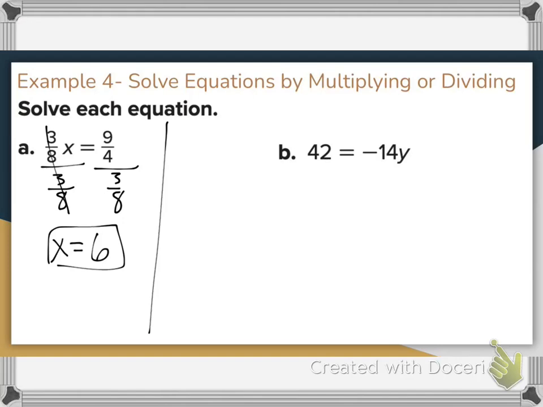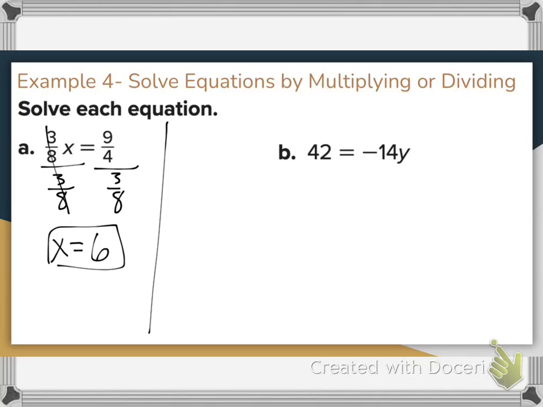Okay, letter B. 42 equals negative 14y. What's my variable here? y. Is it on the left or right of the equal sign? Right. Is y completely by itself on the right? What is with it? Negative 14. What's going on between negative 14 and y? Multiplication. There's multiplication going on between negative 14 and y, correct?